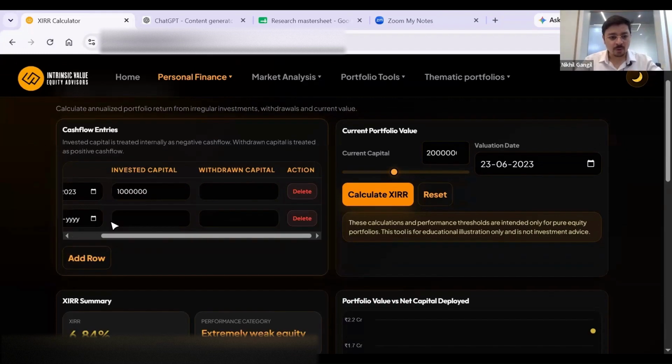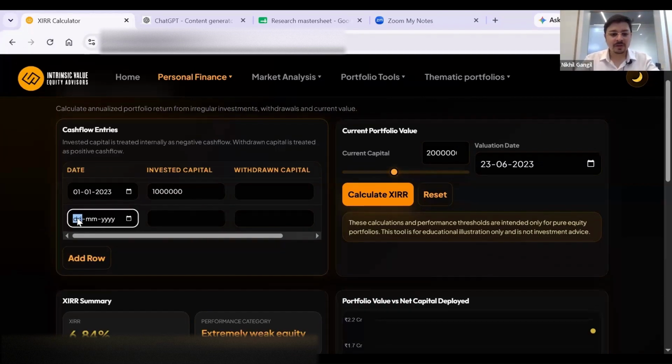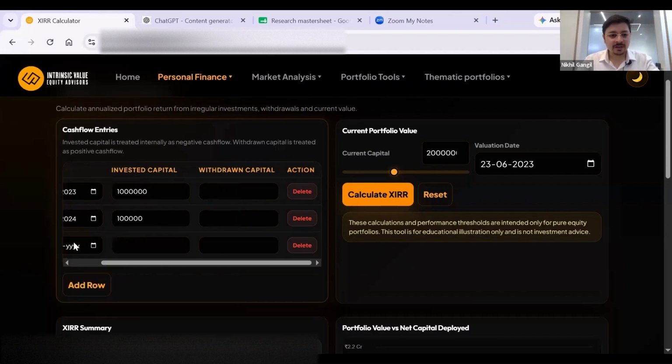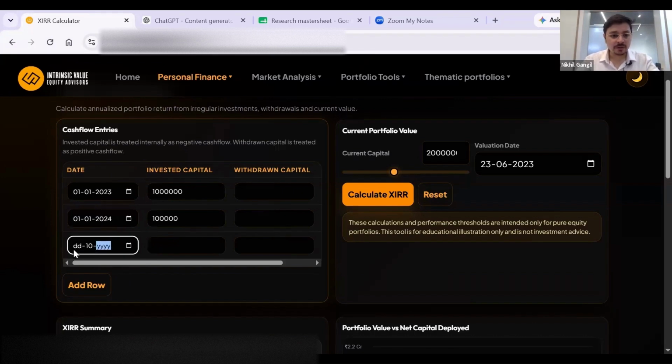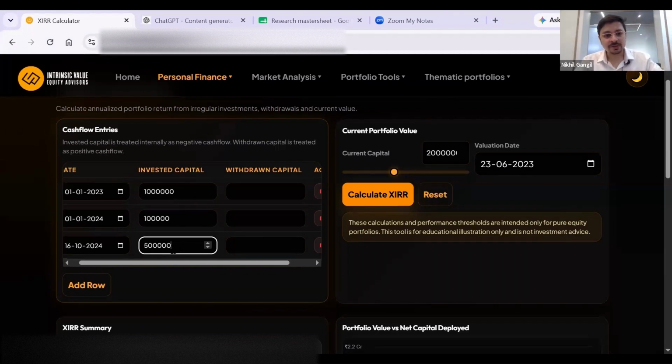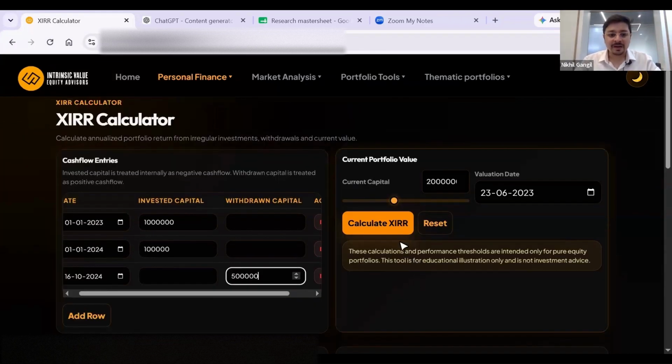Okay. Then you will add a row at this time, let's say in 2024, you invested 10 lakh rupees. Let's say on 16th of October, 2024, you did a withdrawal of 5 lakh rupees because we gave exits on 16th of October. So this is 5 lakh rupees. Sorry, this is not invested amount. This you will put in withdrawal amount, right? So you have put in withdrawal amount. And right now, what you have is 22 lakh rupees. 22, not 22, 21 lakh rupees, right?